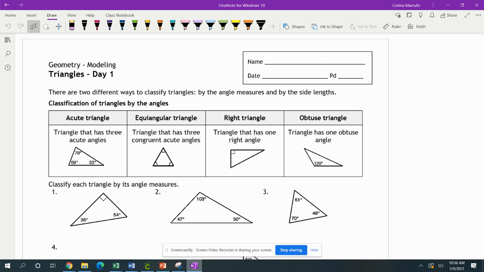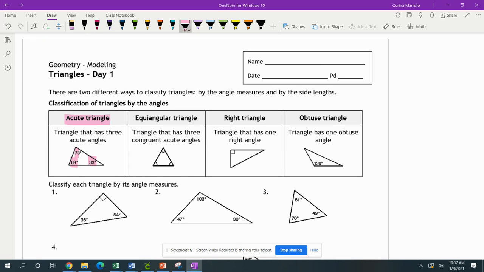All right, so today we're going to be covering triangles. Okay, so there are two different ways to classify triangles. We can classify them by their angle measures and by their side lengths. Okay, so classifications of triangles by their angles: you have an acute triangle. So acute is when all their angles are less than 90 degrees.